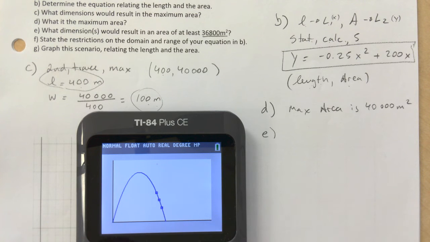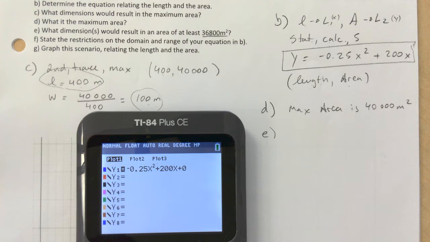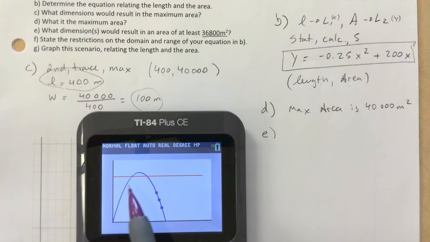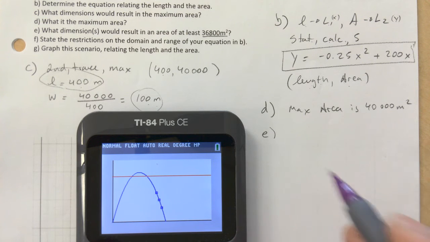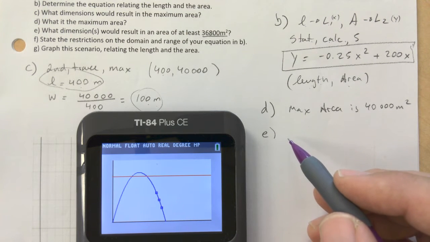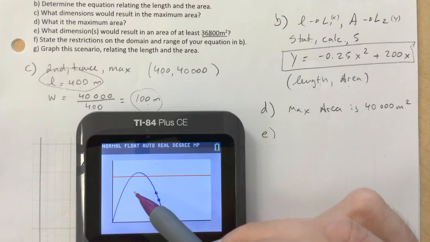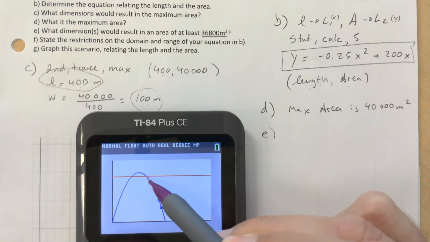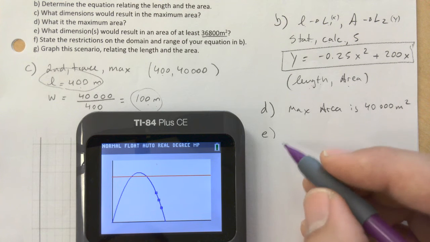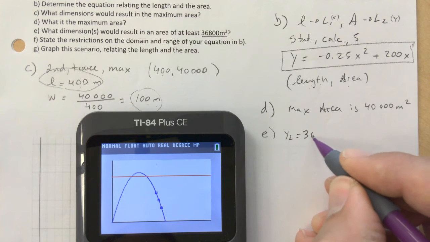But there it is. So now what dimensions would result in an area of 36,800, right? This is the area along the y-axis. So there are two instances that happens, right? So this is what I'm gonna do. I'm gonna find this coordinate and that coordinate. So y2 is equal to 36,800.